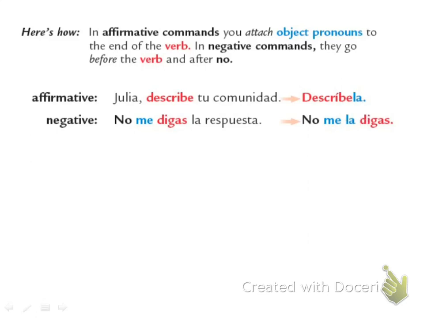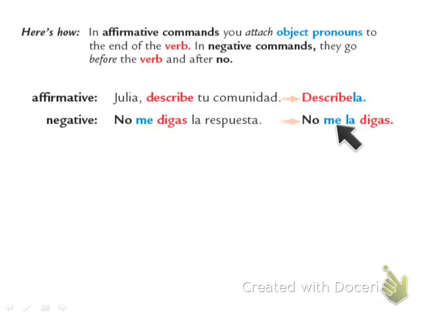All right. No me digas la respuesta. Don't tell me the answer. But we could get rid of respuesta and replace it with a pronoun, which is going to be la. So then we have a negative command: No me la digas. Here you have your indirect. Don't tell to whom? Me. Don't tell me what? The answer.